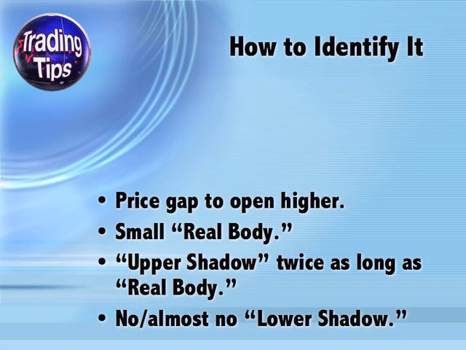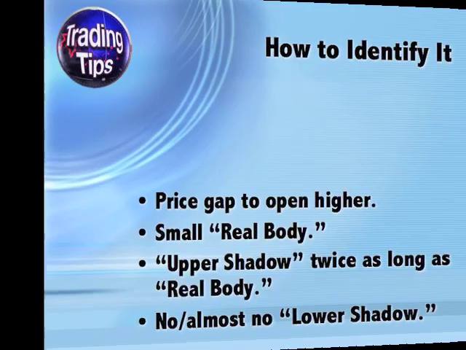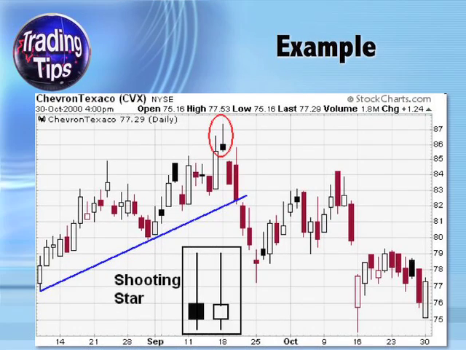Secondly, a shooting star has a small real body. Quick review. A candlestick's real body is the box area, representing the opening and closing prices. A shooting star's upper shadow, the vertical line coming out of the real body, should be at least twice as long, but preferably 3 times as long as the real body, and there should be no or almost no lower shadow. Here we have an example of a shooting star.